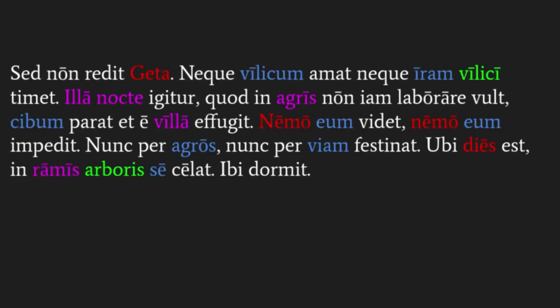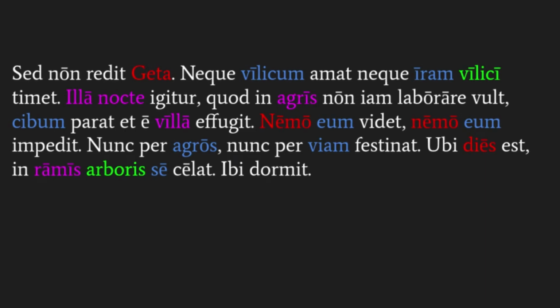Then you have said non reddit Geta, but Geta does not return, non reddit. Neque velicum amat, neque iram velici timet. So you're saying he neither, neque means neither nor, so he neither loves, amat, nor fears, timet. And you have some direct objects here. So you're saying he neither loves the velicum, the overseer, nor fears the iram, the anger, velici, of the overseer. And again, velici cannot be nominative because if it were the subject, it would be plural and our verb is singular. So this is how we know it's genitive. It's the anger of the overseer. So it's saying Geta, one of the slaves, isn't afraid of Davus, so he doesn't come back.